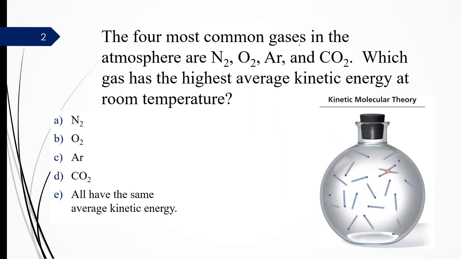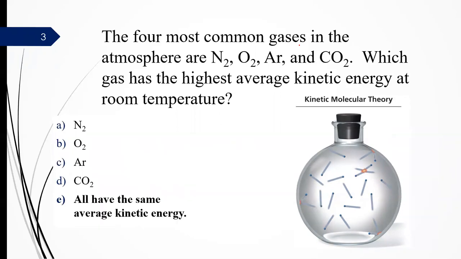So they're all moving around. We're measuring the temperature. They all have the same temperature. Which one's got the highest average kinetic energy? Is it nitrogen, oxygen, argon, or carbon dioxide? And remember, since they're all at the same temperature, then they all have the same average kinetic energy. Their velocities are different, but their energy is the same, so that should be the same.